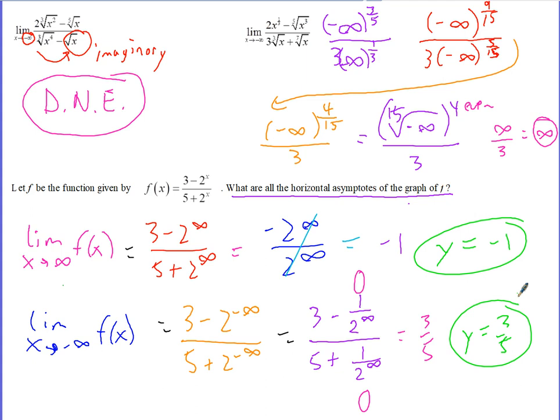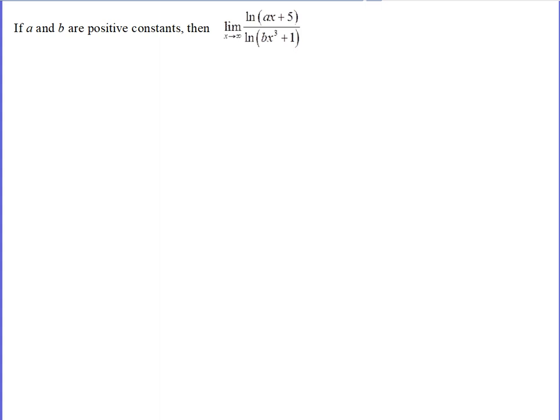All right, let's do one more that involves logarithms. So a and b are positive constants, then what is this limit equal to? And they're telling you positive constants, so you know that you don't have negative values in these logarithms, so they actually exist. So you'd substitute in infinity for x. So you'd have natural log of a times infinity plus 5 over the natural log of b times infinity, squared.